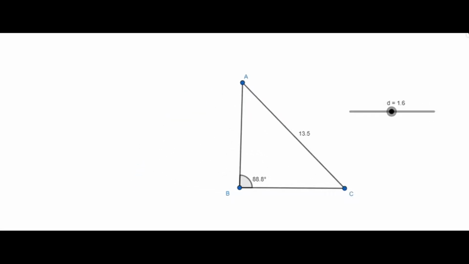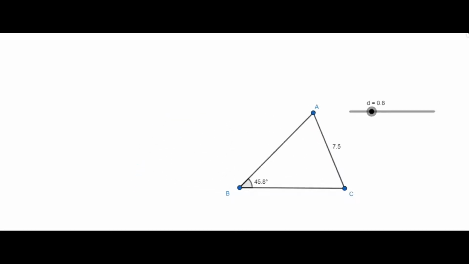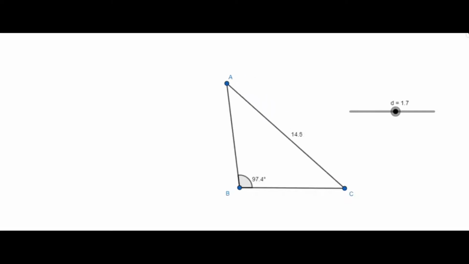But when I had it at 37.2, you saw that the side length was 6.1 units. Now what happens if we reduce it further? If we reduce it further, then obviously the distance between A and C is now becoming shorter, and the side lengths also keep changing. So as we bring the angle smaller, the side opposite to that keeps reducing, and as we keep increasing the angle, the side length opposite also keeps increasing.